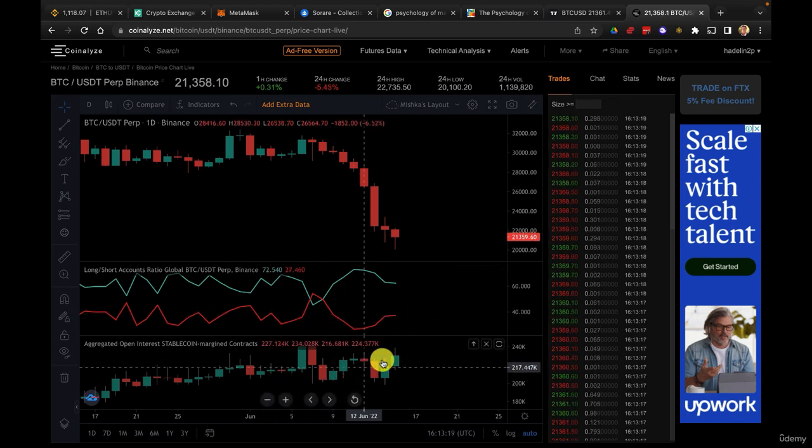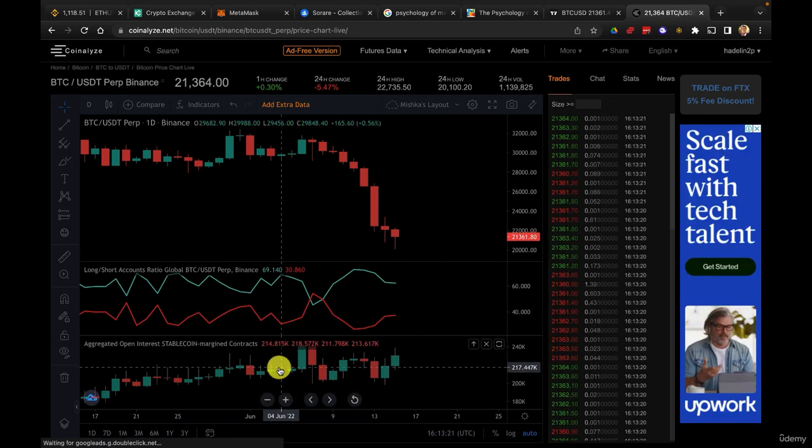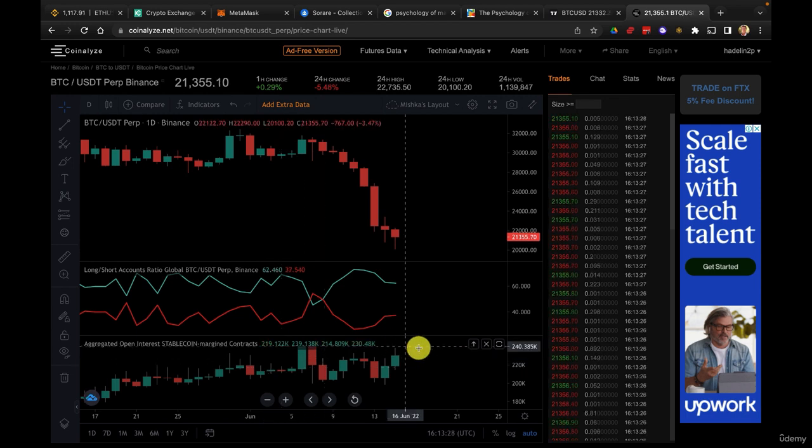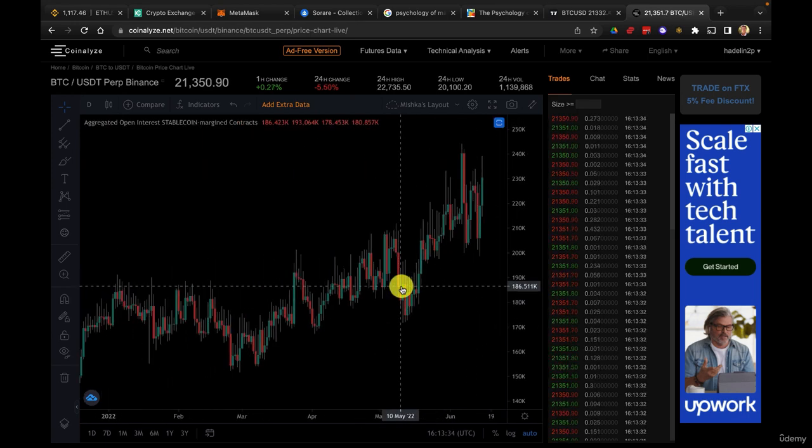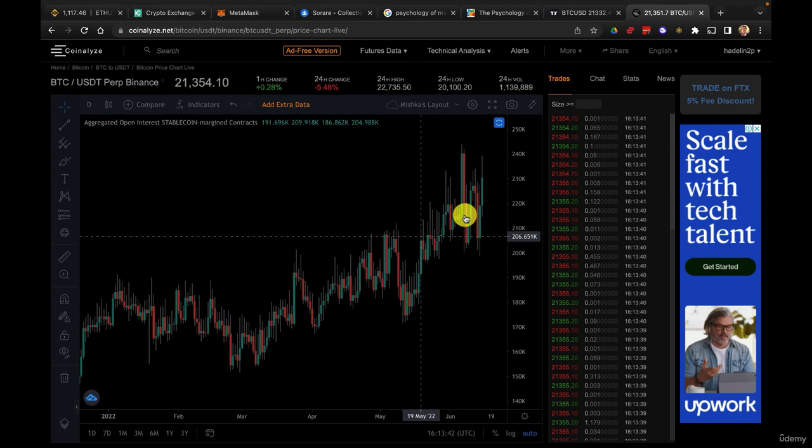And the second indicator that we have is the open interest. The open interest gives you the amount of Bitcoin in open positions. Usually, when we reach a bottom of a cycle, the open interest has decreased a lot. The open interest is low. And what do we see here? We see an increasing open interest.